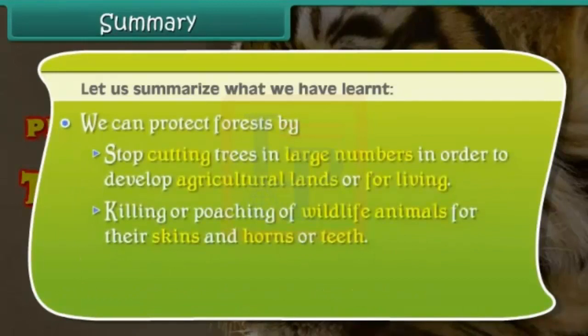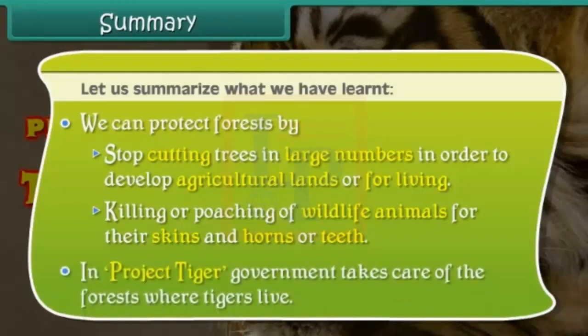We can protect forests by stopping cutting trees in large numbers in order to develop agricultural lands or for living, and by stopping the killing or poaching of wildlife animals for their skins and horns or teeth. In Project Tiger, government takes care of the forests where tigers live.